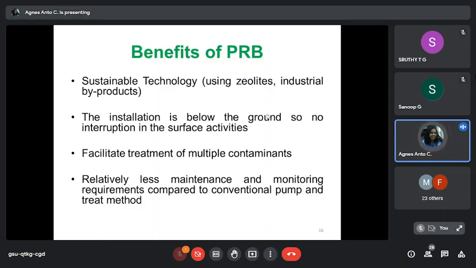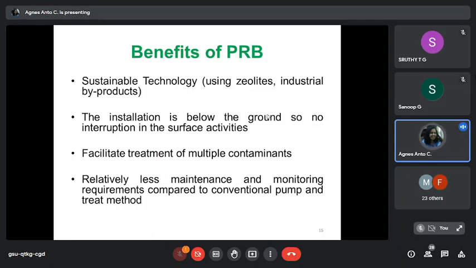Then the next point is, relatively less maintenance and monitoring is required. That is, when I'm comparing it to the conventional technique. So when you have contaminated groundwater, the conventional or existing technique used for decontaminating it is often the pump and treat method. Pump and treat method is basically whatever is your contaminated groundwater, you pump it out, you treat it, and then you put it back inside the water table.